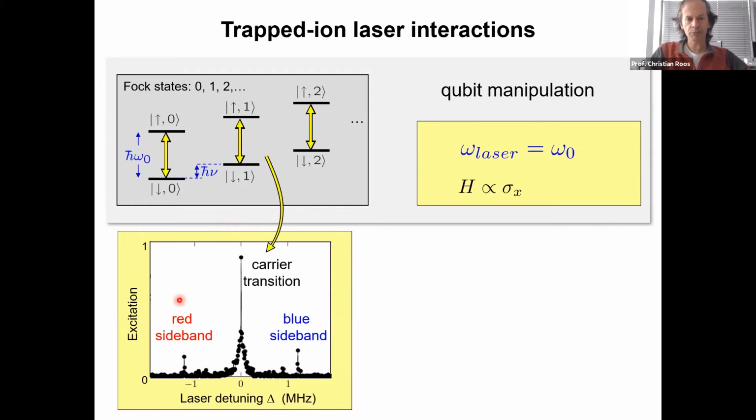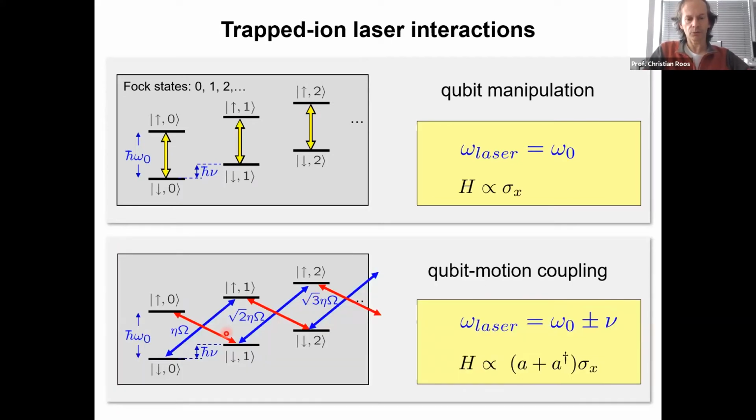So if you scan, for example, the laser frequency over the qubit transition frequency and measure the probability of exciting the ion to the upper state, then you see that this carrier transition is accompanied by what is called a red sideband and a blue sideband, which occur at a frequency spacing which just matches the oscillation frequency of the ions in the trap. And now what we can do is we can tune the laser to either this red sideband or to the blue sideband, or even to both of them simultaneously. And then what happens is the following.